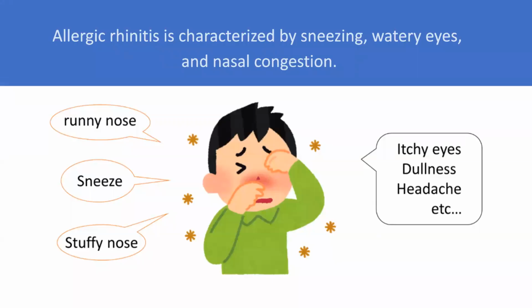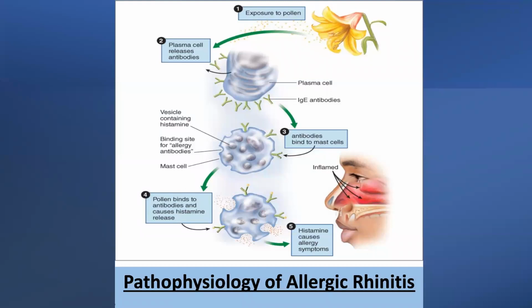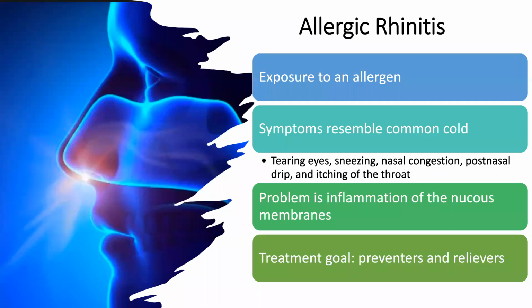Allergic rhinitis is characterized by sneezing, watery eyes, and nasal congestion. It also includes a stuffy nose, dullness, and headache. What is the pathophysiology of allergic rhinitis? There is a first exposure to pollen. On exposure, the plasma cells release antibodies, IgE, immunoglobulin E antibodies. These antibodies bind to the mast cell, and the pollen binds to the antibodies and causes histamine release. This histamine causes the allergic symptoms, which cause allergic rhinitis.